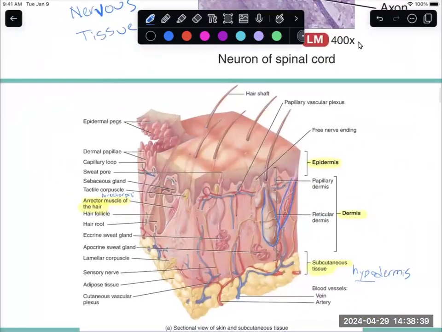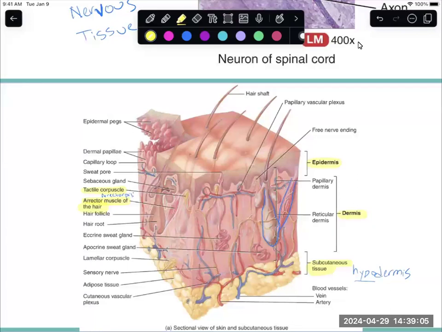We are going to have Meissner's corpuscles, or corpuscles of touch. On your sheet, this is also labeled in your PowerPoint. In your book, they are tactile corpuscles. Tactile means touch. We have the dermal papilla.